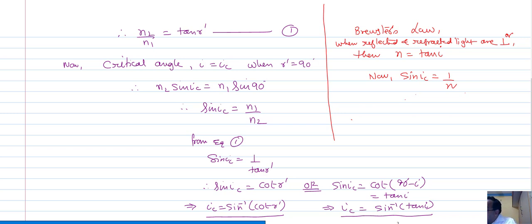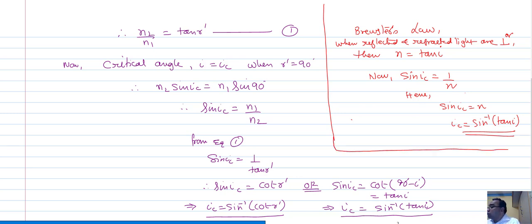So here sine of critical angle is n, therefore critical angle is sine inverse of tan I. That is exactly what we get. Once again I repeat, it is because in Brewster's law we consider light traveling from rarer to denser, and in the present question it is given that the light is traveling from denser to rarer. That is the reason we have this small change, because n1 by n2 is 1 by n, and n is n2 by n1. That is exactly what changes.